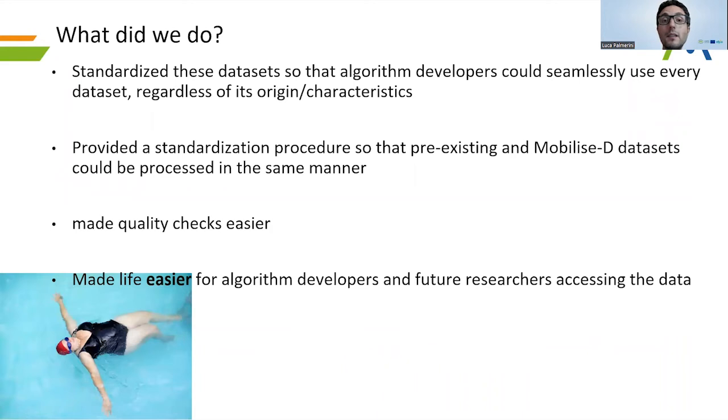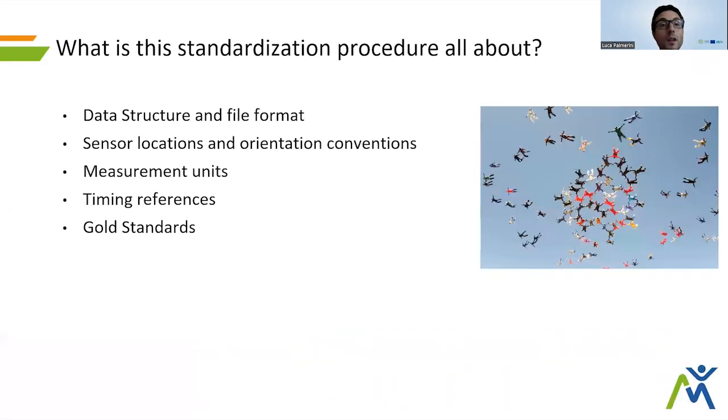So we standardized these datasets so that algorithm developers could use one or another dataset in the same way, regardless of their specific characteristics. And this standardization procedure made it possible to process pre-existing datasets and Mobilise datasets in the same manner. It made the quality check easier, and we believe it made life easier for algorithm developers, so for those developing algorithms to estimate digital mobility outcomes, but also for future researchers assessing the data.